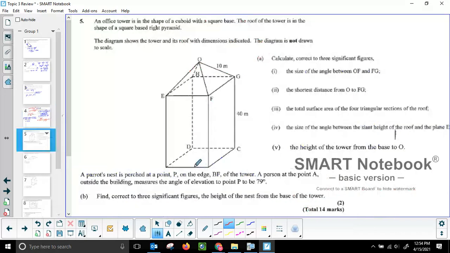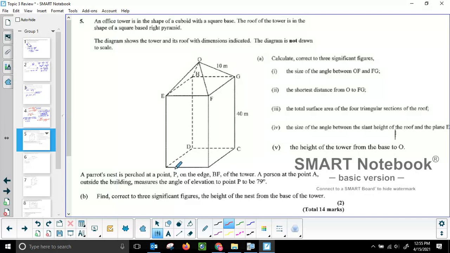Okay. Number 5. This one also looks a little messy. It looks like there's a lot going on here. All right, so an office tower in the shape of a cuboid with a square base, right? The roof of the tower is in the shape of a square-based right pyramid. The diagram shows the tower and its roof with dimensions indicated. The diagram is not drawn to scale.